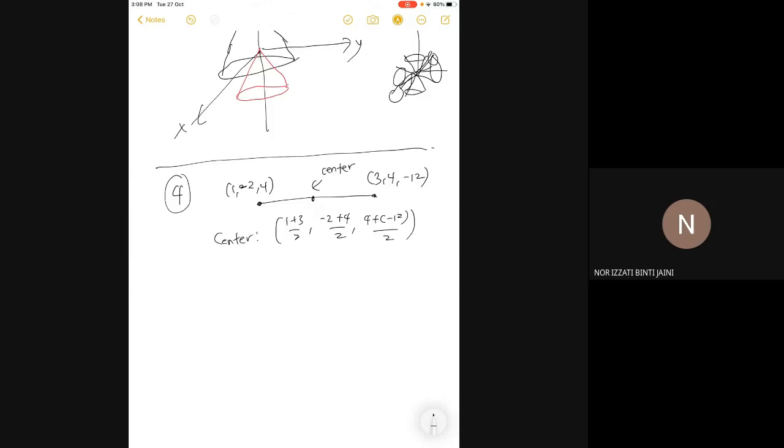And then if you want to find the radius, radius ni you ambil distance lah. Distance daripada mana ke mana? Dia ada banyak cara lah. Awak nak ambil distance 1, -2, 4 ke center ataupun center ke 3, 4, -12 tu, ataupun distance 1, -2, 4 ke 3, 4, -12 awak bahagikan 2. So mana-mana jawapan mesti akan sama.